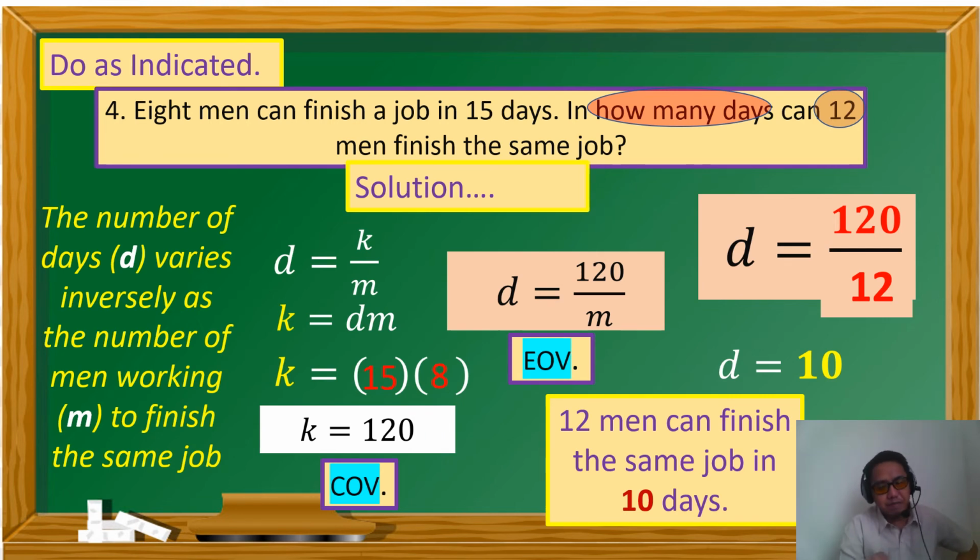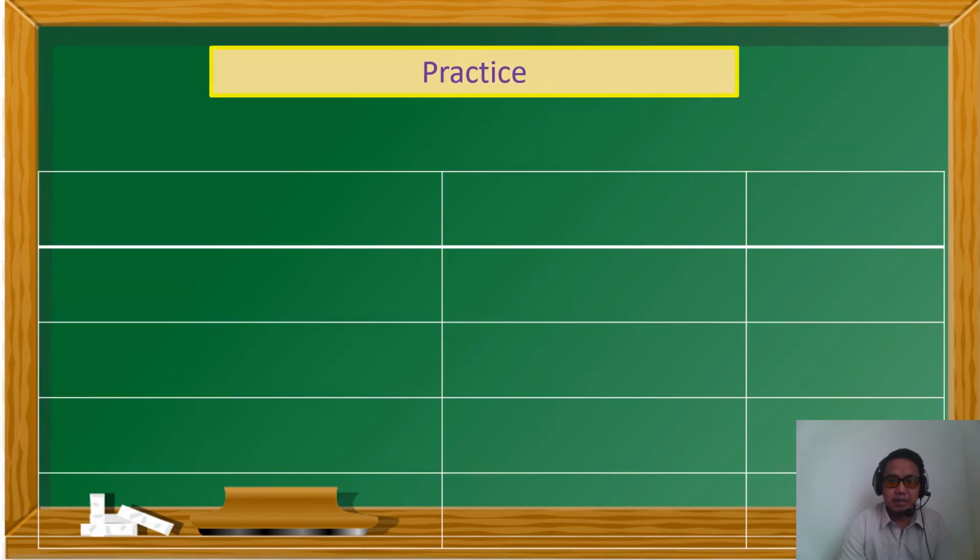So, pag 8 lang, 15, mahaba. So, pero pag 12, 10 days, mas maiksing araw. Yan. So, that is the application of inverse variation. So, marami pang application, no? Ito yung pinaka-basic lang. So, I think you're ready for some exercise. Practice tayo. So, let's do this.